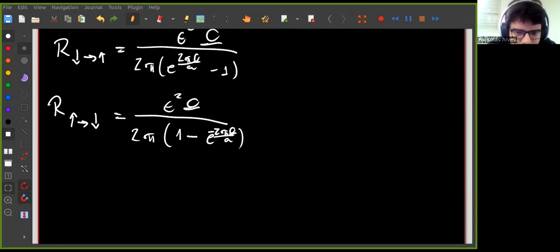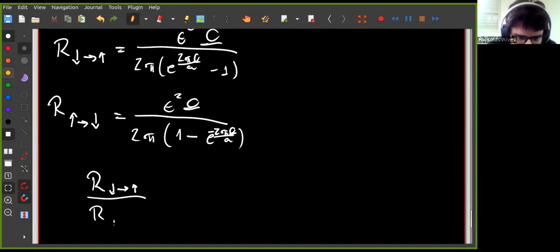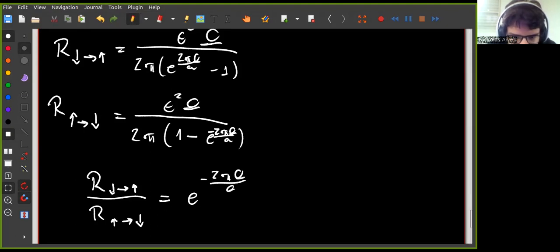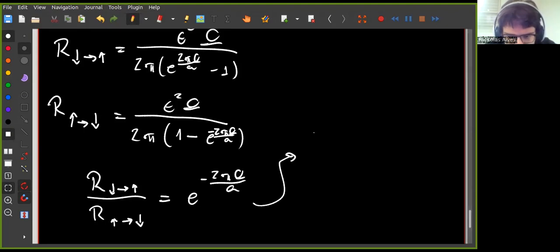This implies that R from the ground to the up over R from the up to down equals e to the minus 2 pi omega over A. This is called the detailed balance.